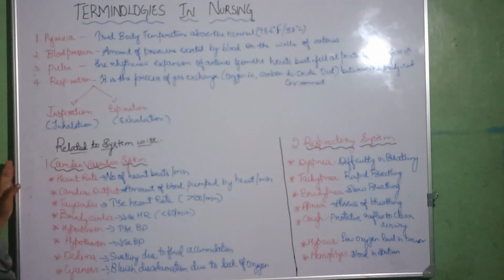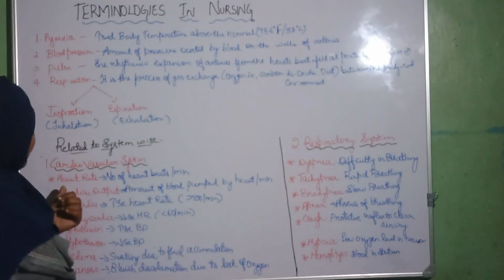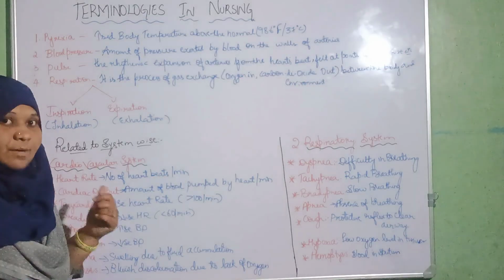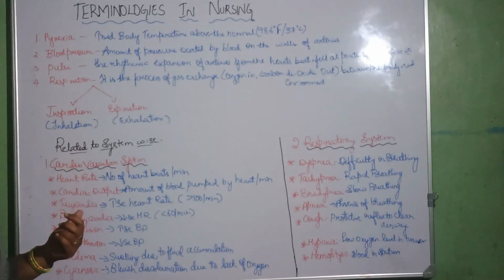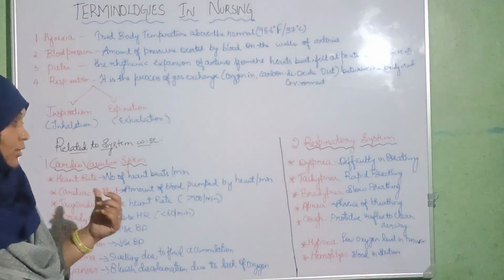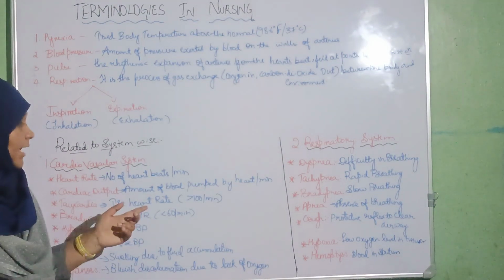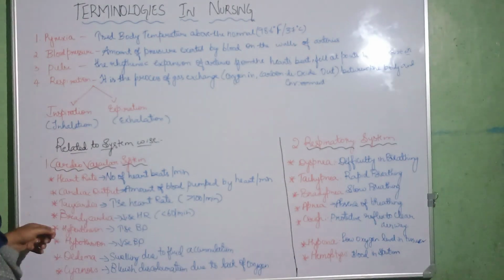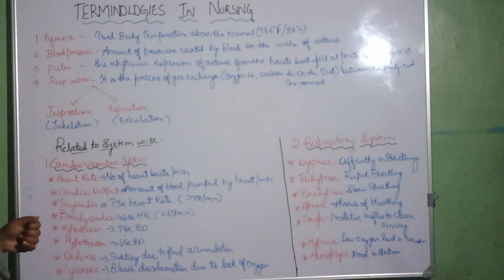The first system we take here is the cardiovascular system. In the cardiovascular system, first is heart rate. What is heart rate? It is nothing but the number of heartbeats per minute. What is cardiac output? The amount of blood pumped by the heart per minute is known as cardiac output. What is tachycardia? An increase in the heart rate above 100 beats per minute is known as tachycardia. What is bradycardia? A decrease in the heart rate, that is less than 60 beats per minute, is known as bradycardia.